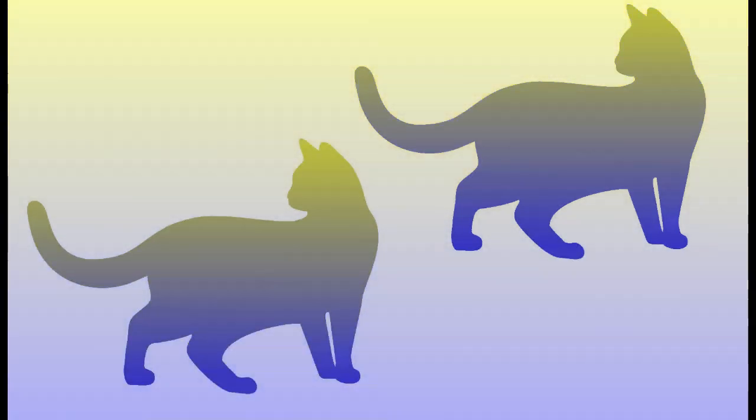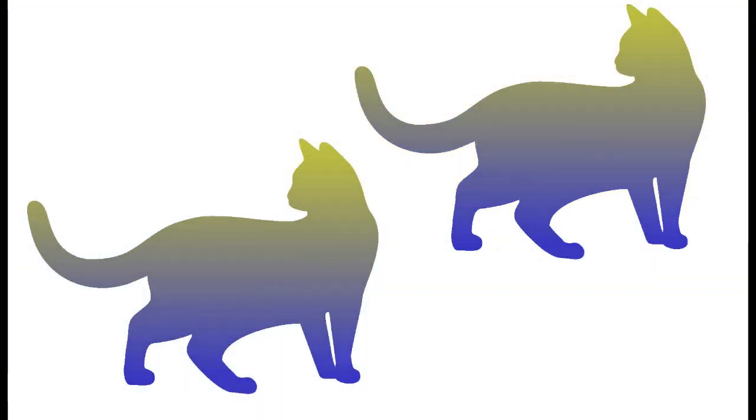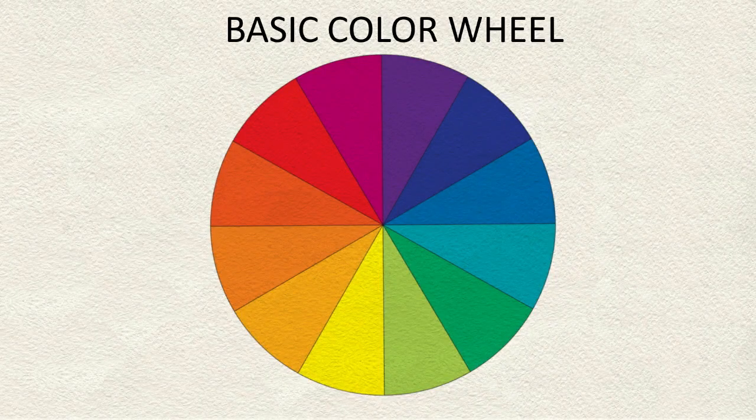We've got two different colored cats, a blue cat and a yellowish colored cat. But wait, are they two different colors? If we fade away the background again, we find that the two cats are exactly the same color. How is that possible? To understand why colors can be so complex and why our eyes play these kinds of tricks on us, let's go back to our basic color wheel.